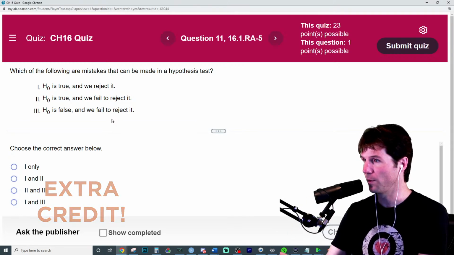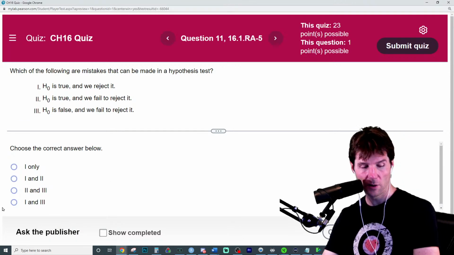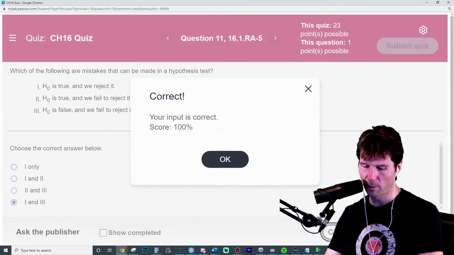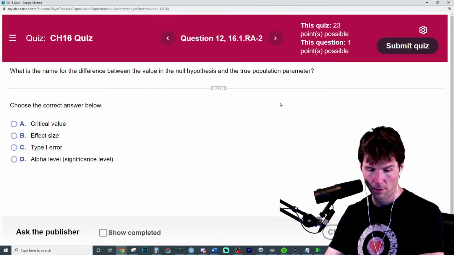If the null is false, you should reject it. But if the null is false and you fail to reject it, you've made an error. So it is 1 and 3. Excellent work, Fran. We're going to do the presence one here in a moment. Is that it? Oh, no one.